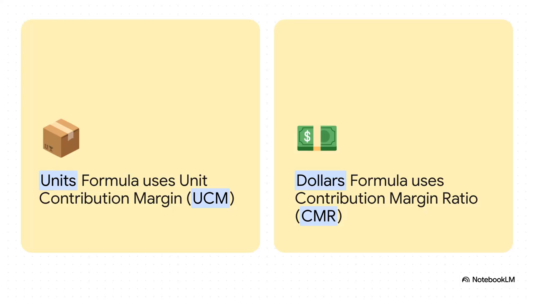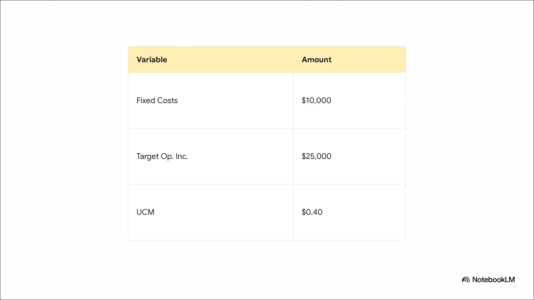Okay, pay close attention to this dividing line right here, because it's a huge trap for candidates. Always match units with UCM and sales dollars with CMR. It is a cardinal rule. If you lock this specific relationship into your brain right now, you're going to save yourself so much frustration on exam day. Let's put this into practice with a mini scenario.